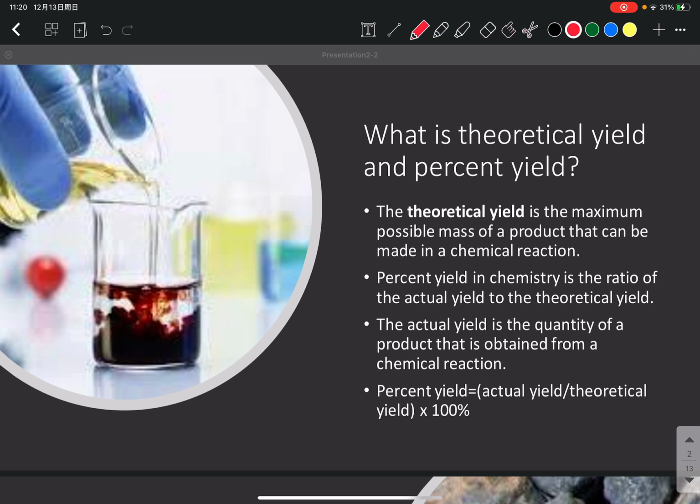Here is the formula to calculate percent yield, which is actual yield divided by theoretical yield and then times 100%.